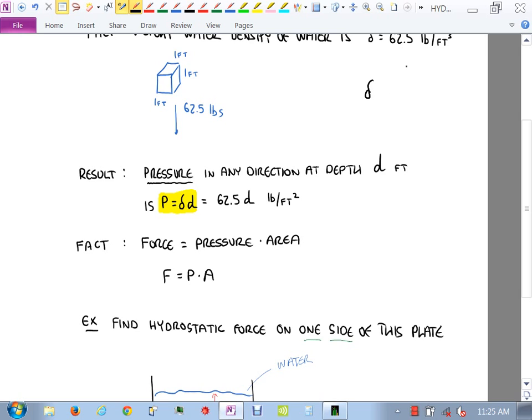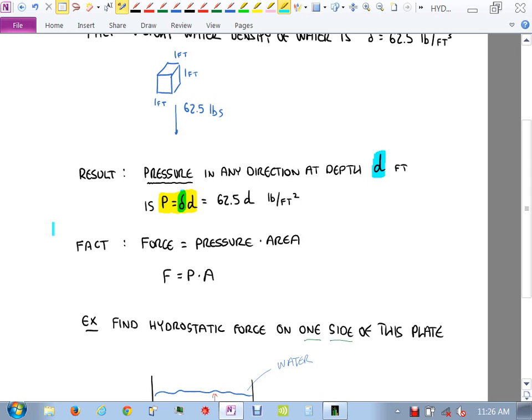I want you to look up your Greek letters and see which one they always use for water weight density, because they usually use the same one. Don't confuse it with this, though. This is D. This is D for feet, okay? So there's a Greek letter here that we're going to leave unknown at this point. But pressure is that water weight density times the depth.